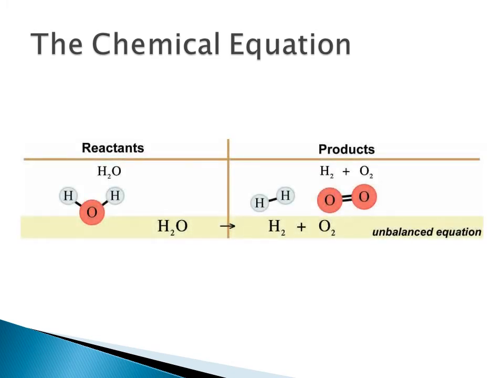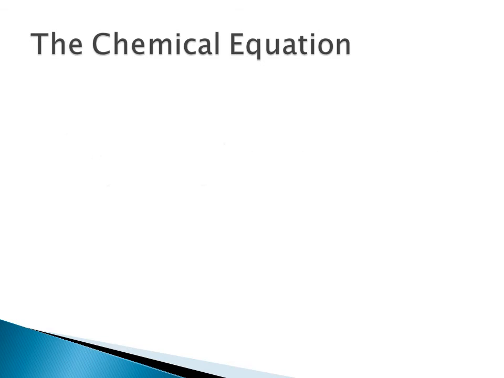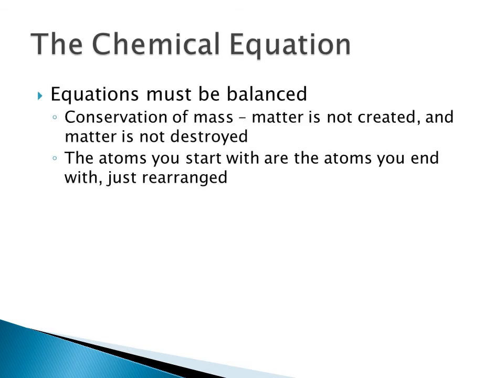Okay, here we have an unbalanced equation showing us that we start with H2O and we end up producing H2 and O2, but it's not balanced. All equations have to be balanced, and that's because, according to conservation of mass, a chemical reaction is not creating matter or destroying matter. So all of the atoms that we start with are the same atoms we're ending up with. The only difference is we've rearranged them.